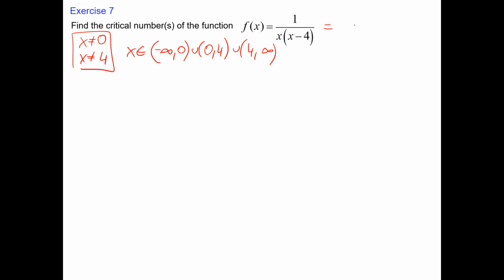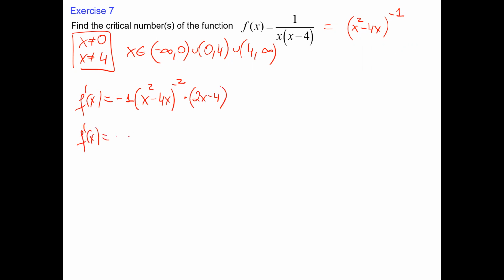But I will distribute: x squared minus 4x, and everything to the -1. What do you think? Yeah, I think it's good. That's the same thing, but that form will be easier for the derivative. Okay, the derivative of the quantity x squared minus 4x to the -1 is -1 times the quantity x squared minus 4x to the -2 and times the derivative of the inner function, 2x minus 4. Okay, not bad. Let's rewrite nicely.